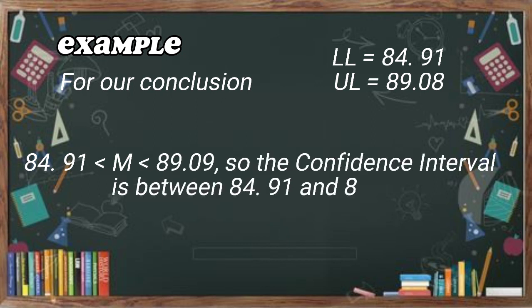84.91 less than mean less than 89.09. So the confidence interval is between 84.91 and 89.09.